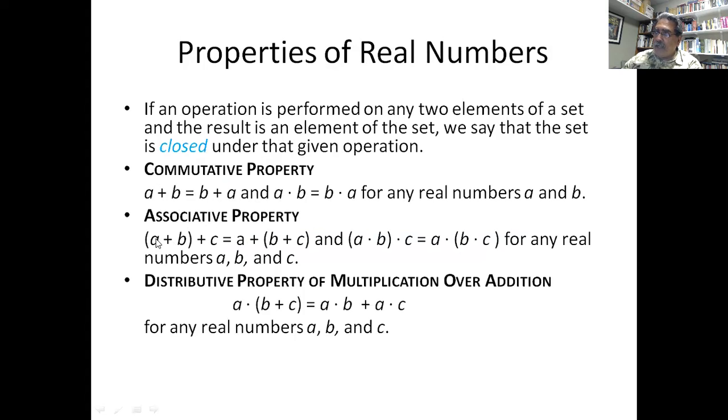Associative property. A plus B and then add C is the same as A plus the sum of B and C. A times B and then times C is the same as A times the product of B and C. Distributive property. If I have B plus C with A multiplied over it, it can be distributed. It's A times B plus A times C, for A, B, and C real numbers.